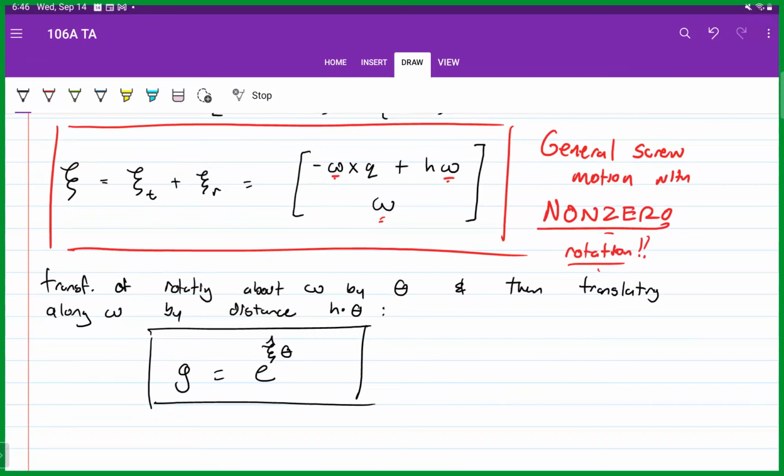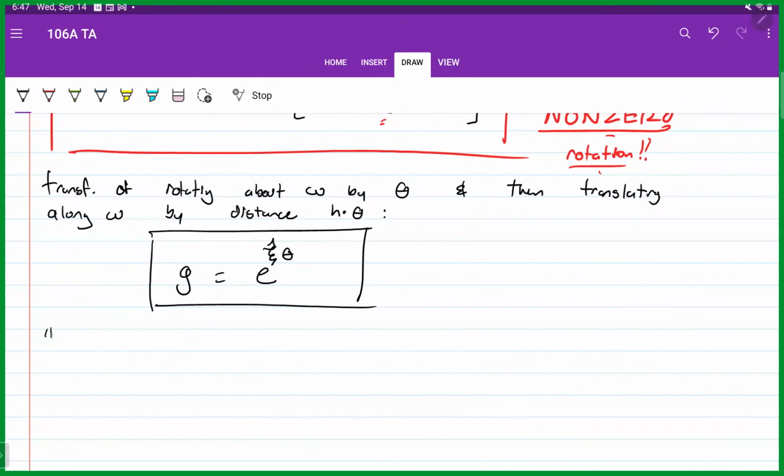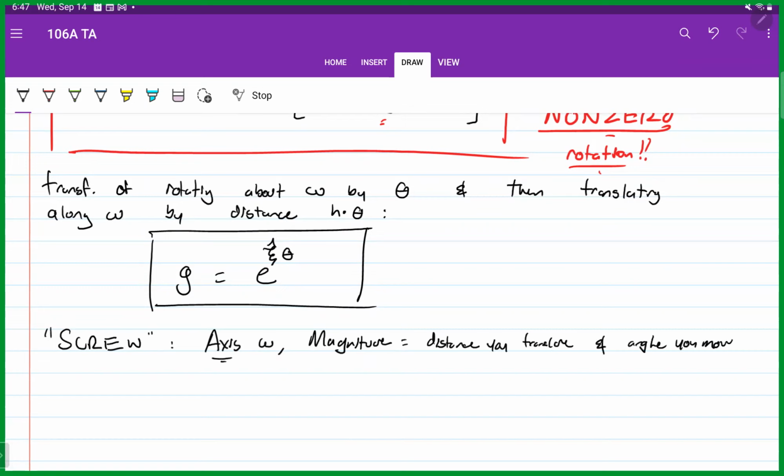Could you clarify the terminology of screw versus twist? Because I'm sure they talked a lot about going between the two. Yeah, sure. So when you ask for screw coordinates, usually they refer to an axis, which is your screw axis in this case. So it's your axis omega. It's the magnitude, which will be the distance you translate, and the angle you move. So when they ask for the screw coordinates, this is usually what you would give: the axis, the distance you travel, and the angle you move.